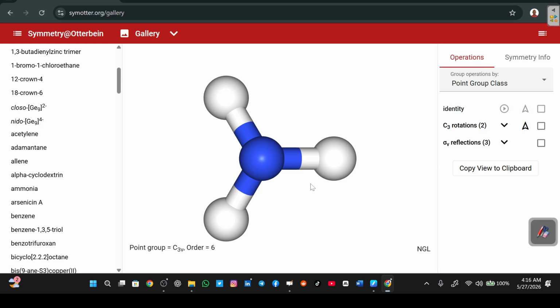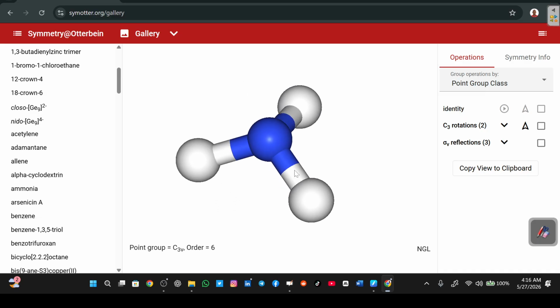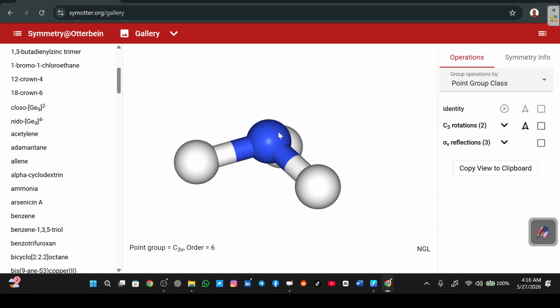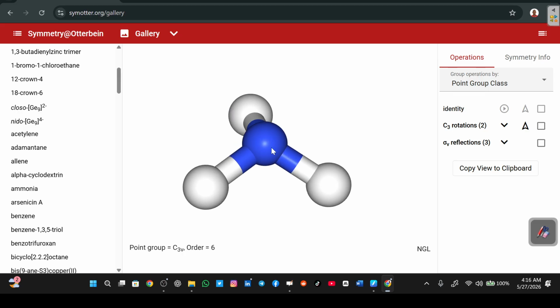Hello everyone. So this is the second molecule that we'll be looking at. This is ammonia. Okay. So this is the 3D visualization of ammonia. So as you can see, the blue dot here represents nitrogen, and the white represents hydrogens.